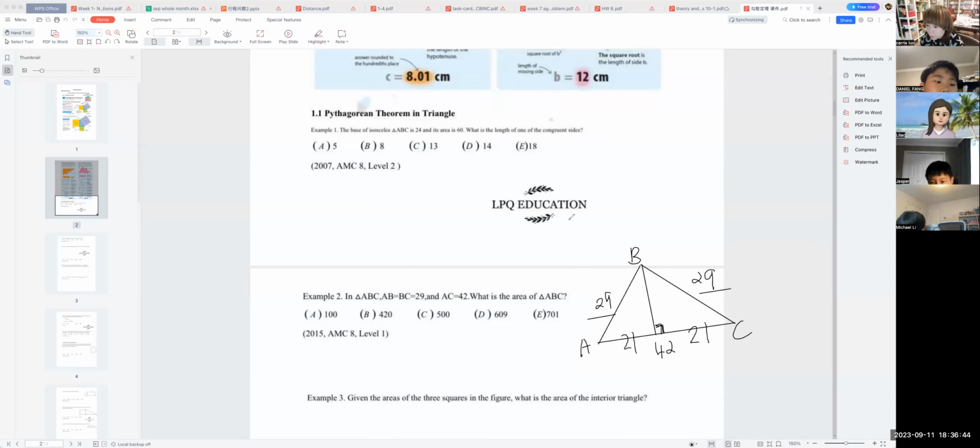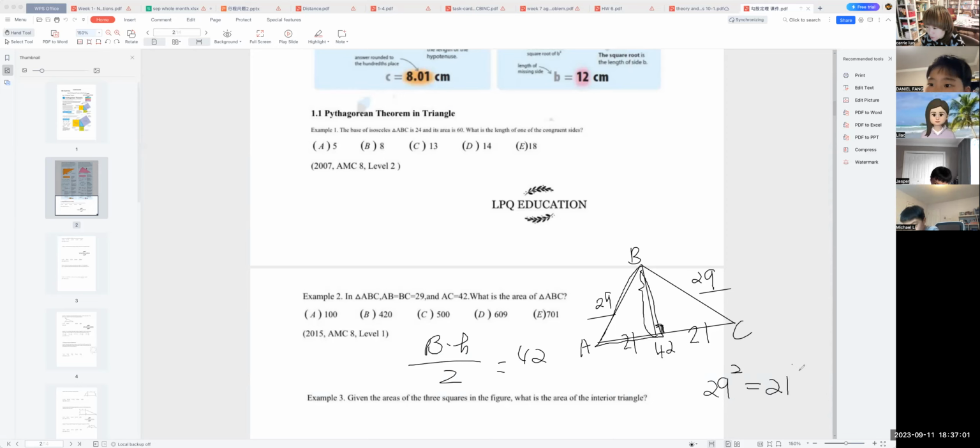So Lilac, we know the area of a triangle is base times height divided by 2. We know the base is 42, but we don't know the height. Can we calculate the height ourselves? Because this is a right triangle, 29 squared equals 21 squared plus height squared. Correct, everybody? Great. Daniel says he was wrong, so I let him redo it.